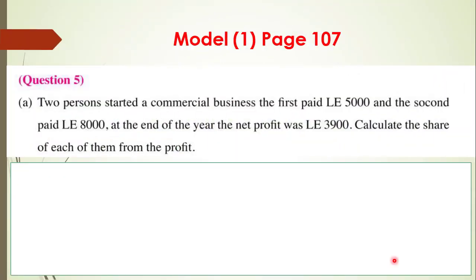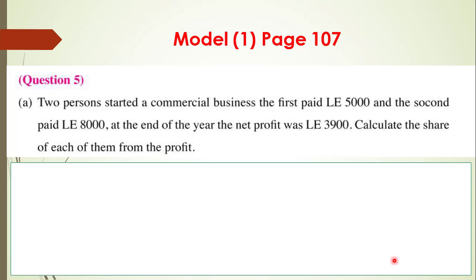Question number 5, the first part A. Two persons started a commercial business. The first paid £5,000 and the second paid £8,000. At the end of the year, the net profit was £3,900. Calculate the share of each of them from the profit.